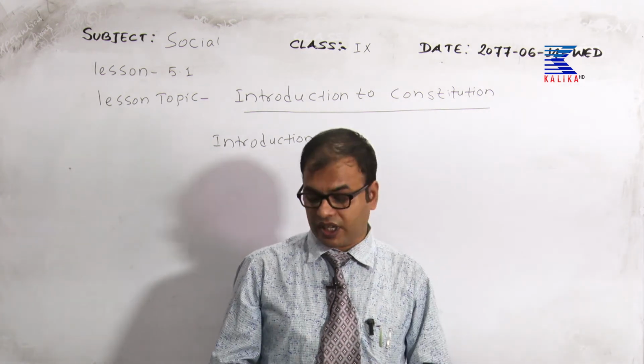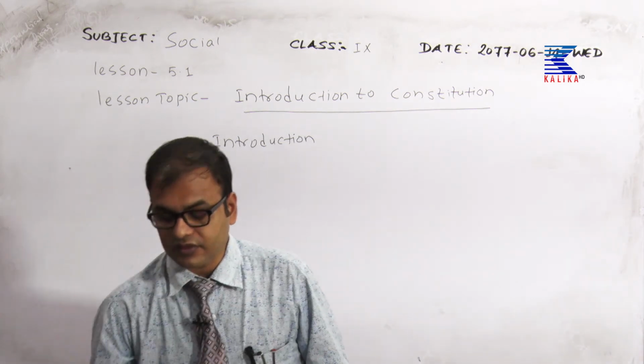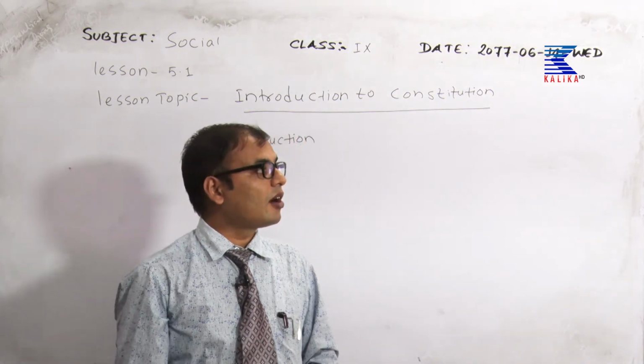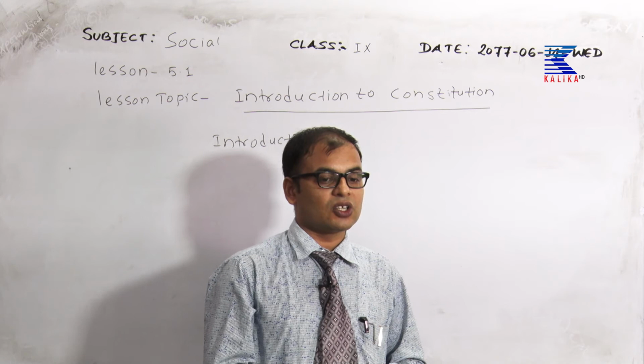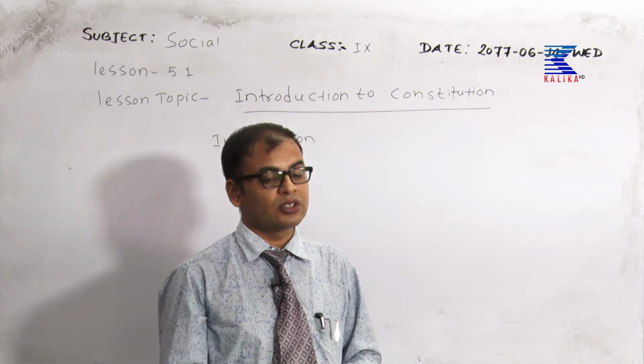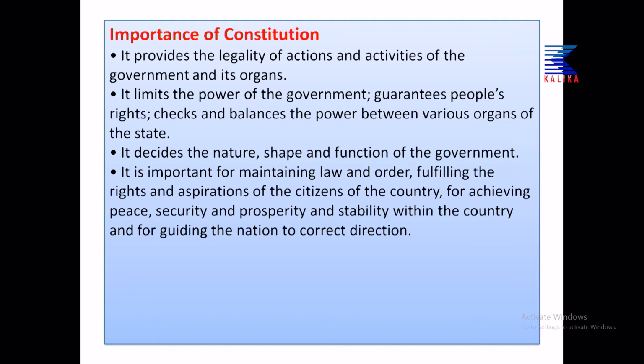Now, let us go to the next point, that is the importance of the constitution. Why do we need a constitution, or what kind of privileges does the constitution provide to us? Going to the first point, the constitution provides legality to the actions and activities of the government as well as its organs. That is the first importance of the constitution. Similarly, it limits the power of the government, guarantees the people's rights, and makes a check and balance between the powers of various organs of the state.